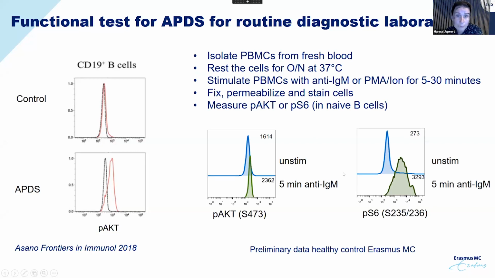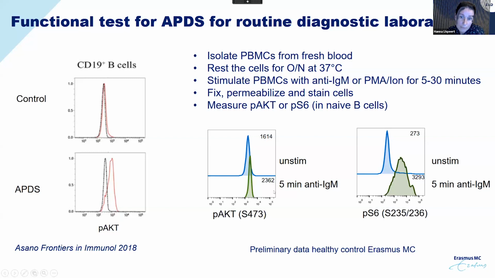So our current protocol is that we isolate PBMCs from fresh blood. We rest the cells overnight at 37 degrees. Then we stimulate the cells with anti-IgM or PMA ionomycin for 5 to 30 minutes. We fix and permeabilize the cells and then stain the cells. And then we measure phospho-AKT and phospho-S6, and we now mainly focus on B cells.